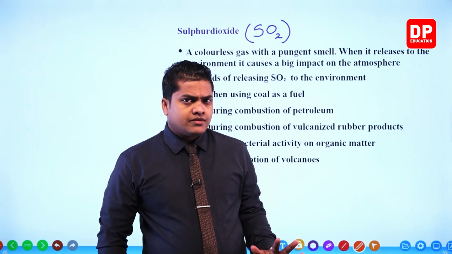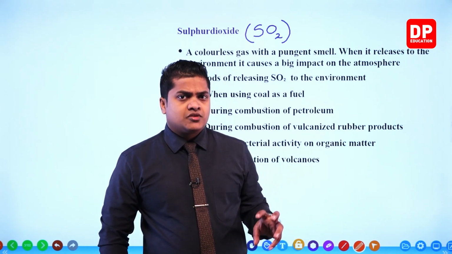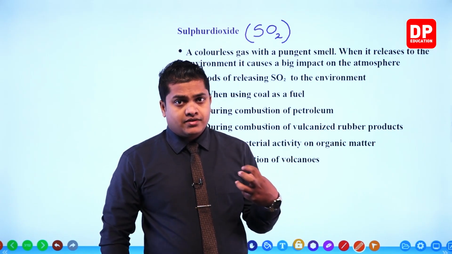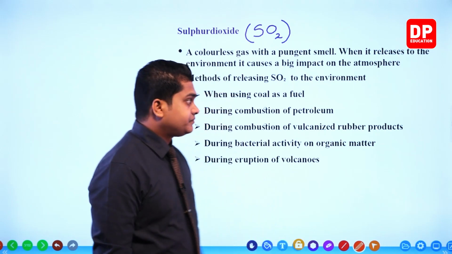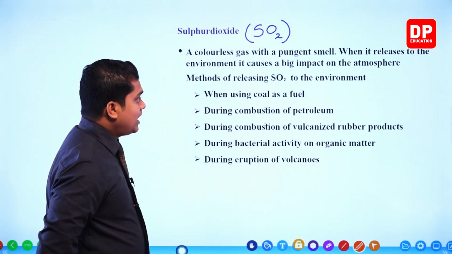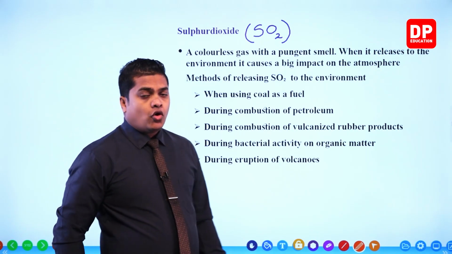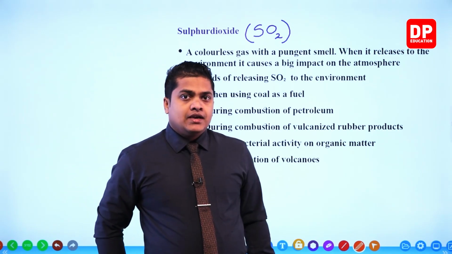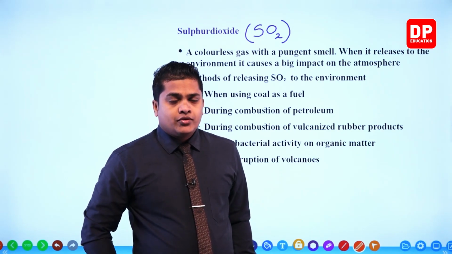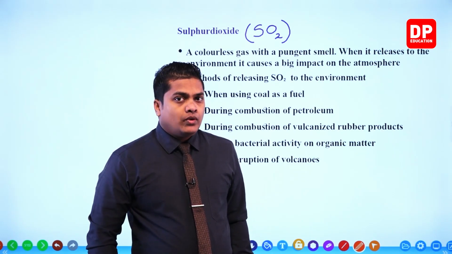We are going to observe right now what the special kinds of methods are by which sulfur dioxide gas can enter the environment. So let's see. The first thing given is using coal as a fuel. My dear children, coal is mainly made from biomass. So when biomass does not biodegrade, what will happen?